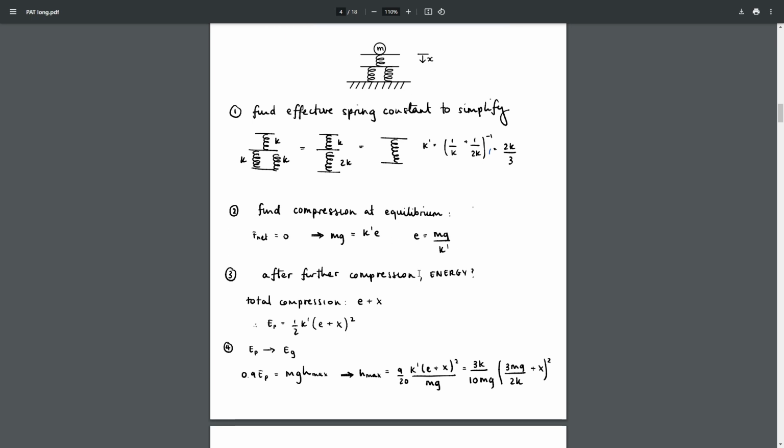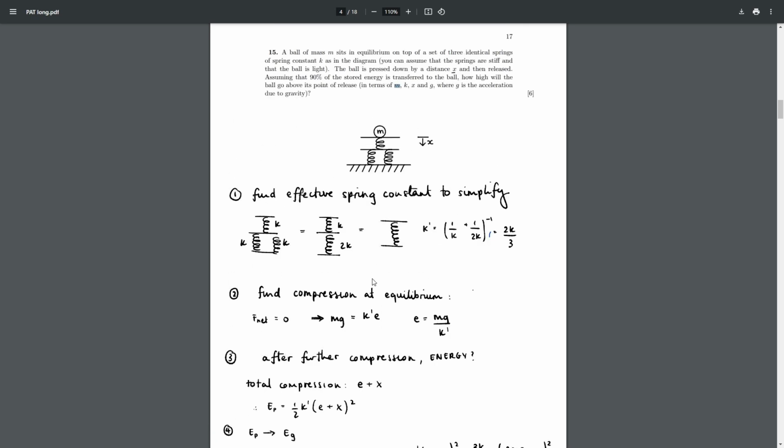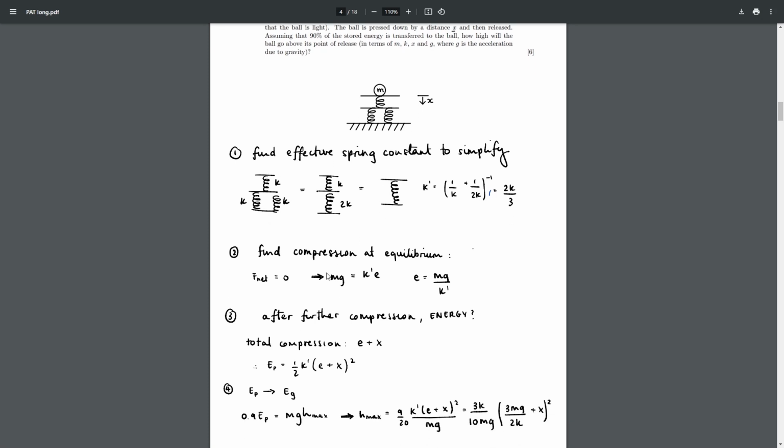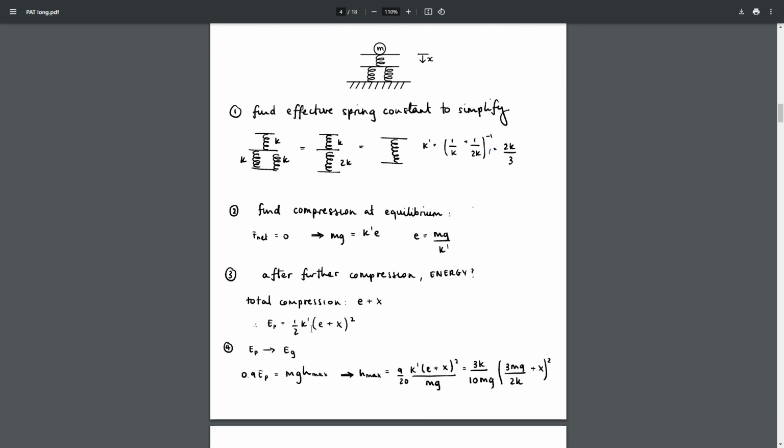And after a further compression, the total compression is going to be e plus x. x is how far we've pushed it down, they said in the question, which means our elastic energy is 1 over 2 k prime (e plus x) all squared. And then we can say 0.9 times this elastic energy goes to mgh, and we can rearrange for h max down here.